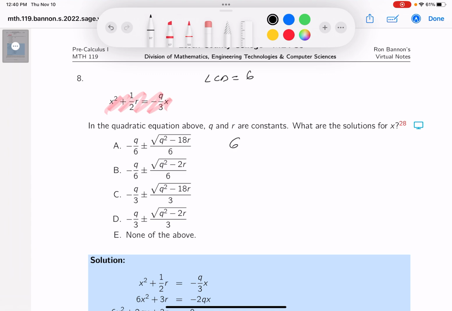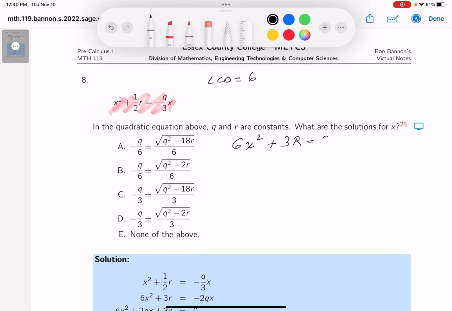So you would get 6x squared plus, well, 6 times a half is 3, so 3r. And then you're going to get minus 2qx. I'm going to rewrite this so it's equal to 0: 6x squared plus 2qx plus 3r is equal to 0.